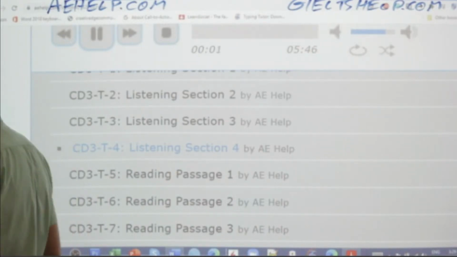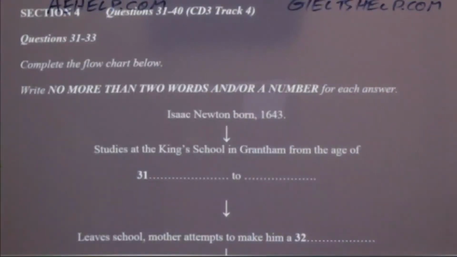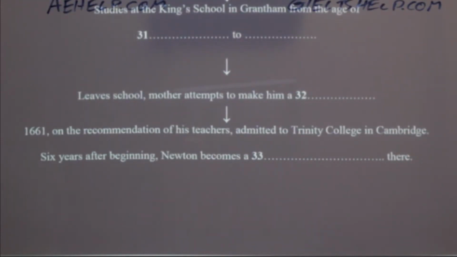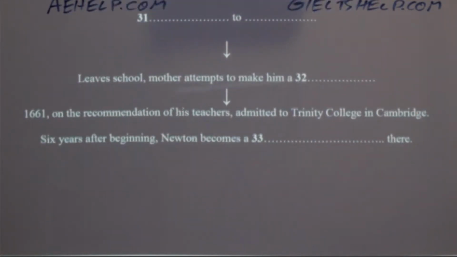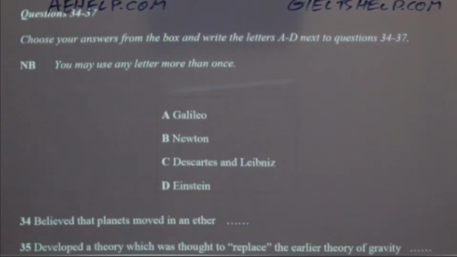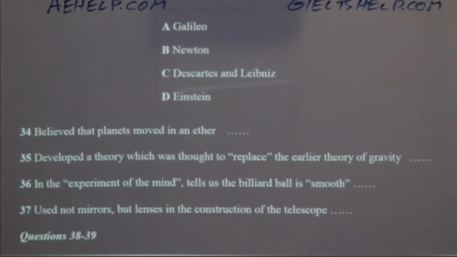Now turn to section 4. Take some time to look at questions 31 to 40. Listening section 4. You will hear a lecture about English scientist Isaac Newton. Now listen carefully and answer questions 31 to 40.